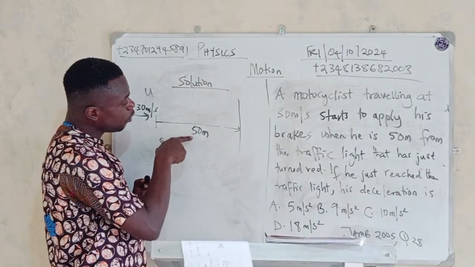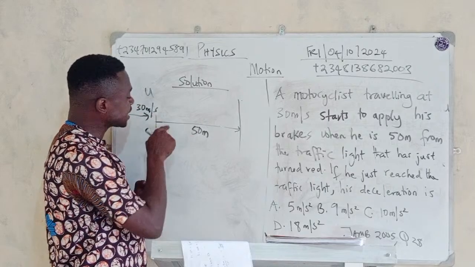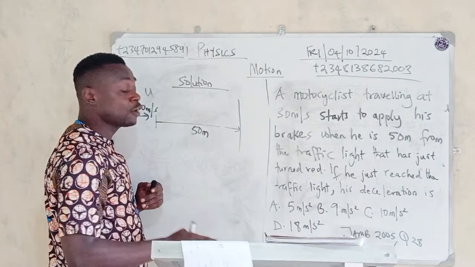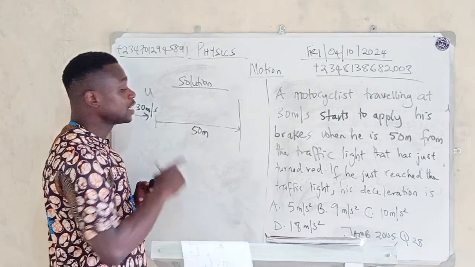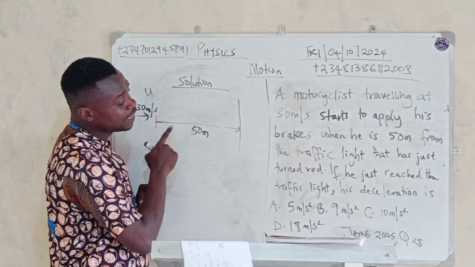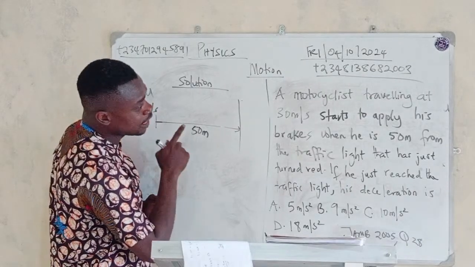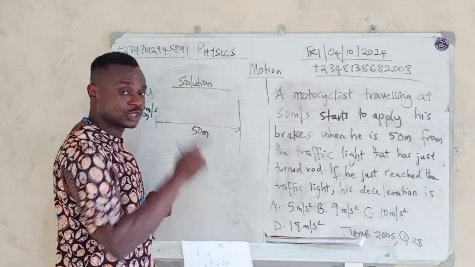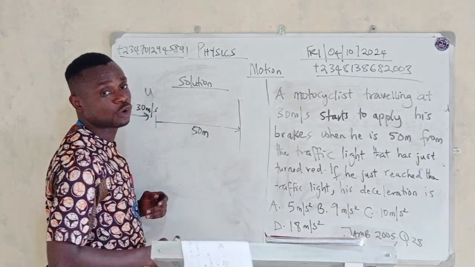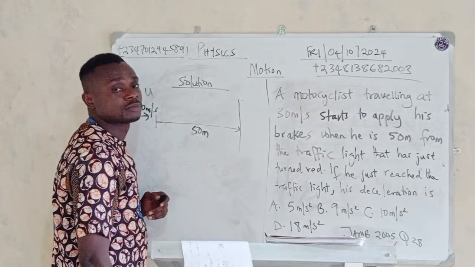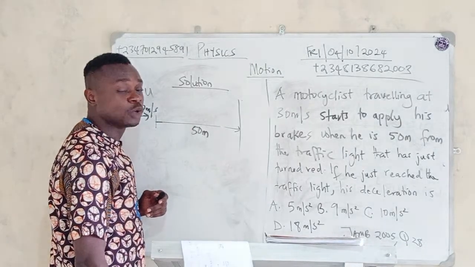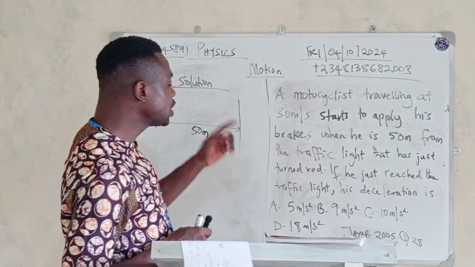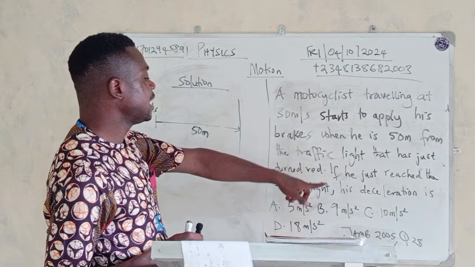Now, of course, from the point he started applying this brake, the motorcycle will start slowing down. And the motorcycle will only stop when the velocity, the speed, is 0. So it will stop when the final velocity is what? Final speed is 0. That's when the motorcycle will stop. But the question says, if he just reached this traffic light, his deceleration is what?